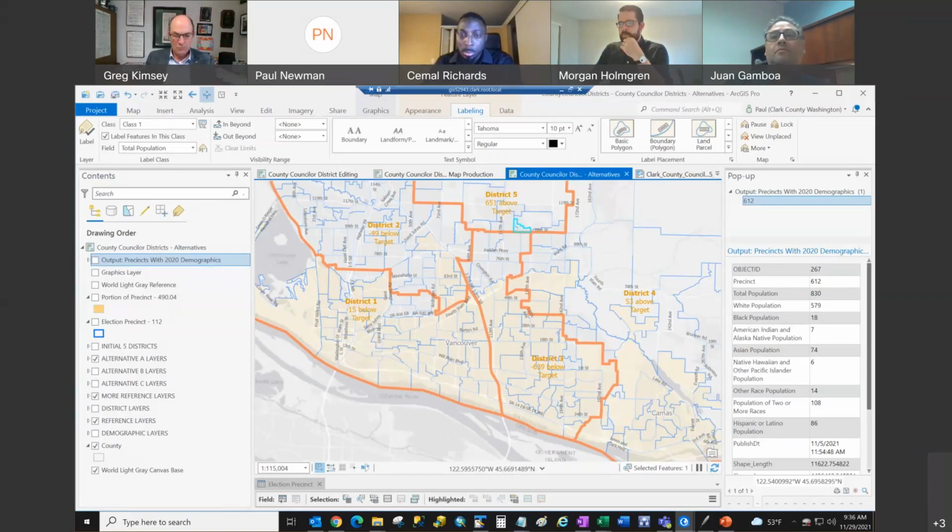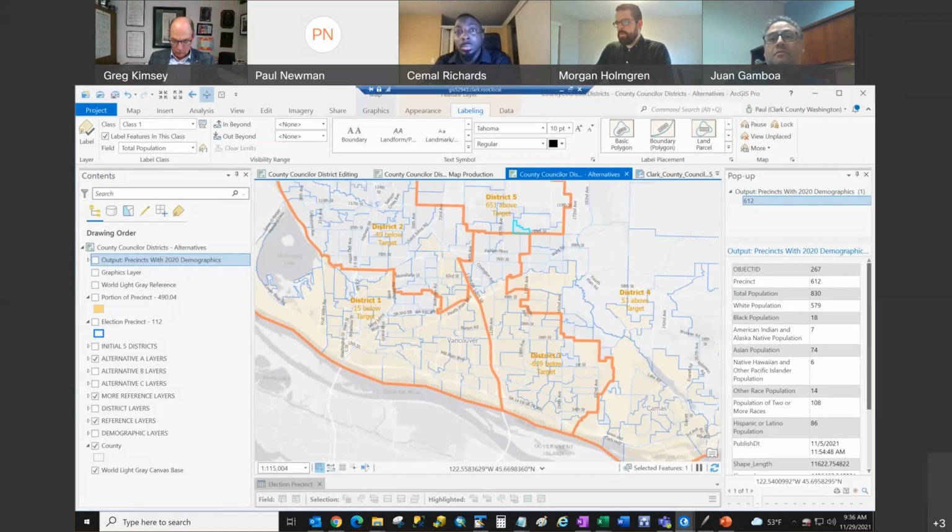So I see that would, let me just state the obvious, further equalize these two districts. How does that help us get closer to agreement?